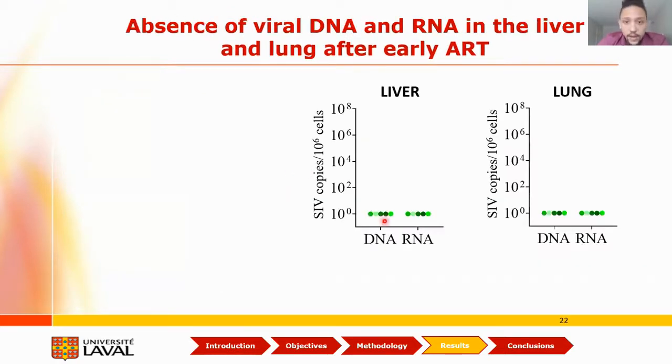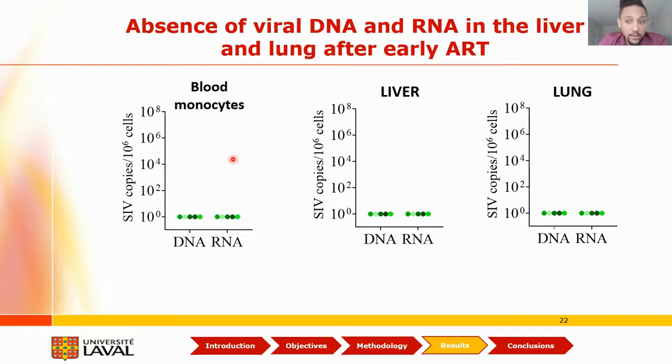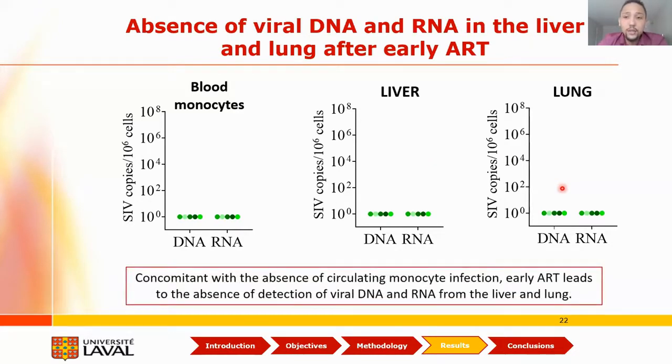We then quantified viral DNA and RNA in the liver and lung in parallel with circulating monocytes. Our data showed that no viral DNA and RNA is detected in circulating monocytes, nor in total liver and lung. Thus, we highlighted that, concomitant with the absence of infection of circulating monocytes, early ART leads to the absence of viral infection of the liver and lung.